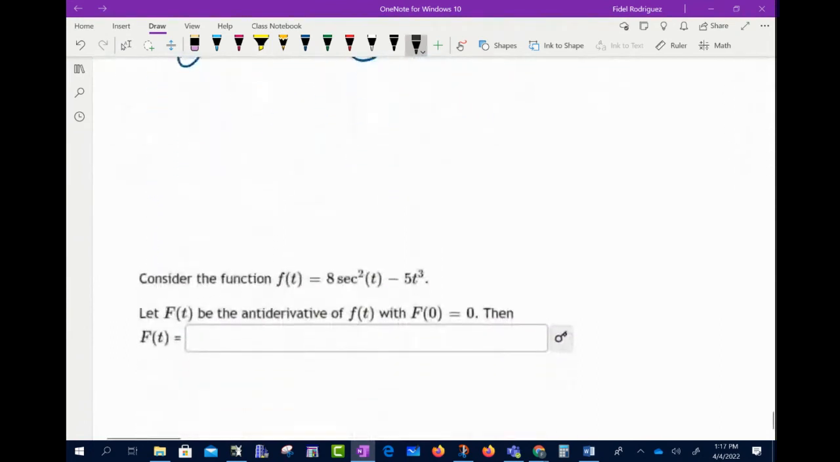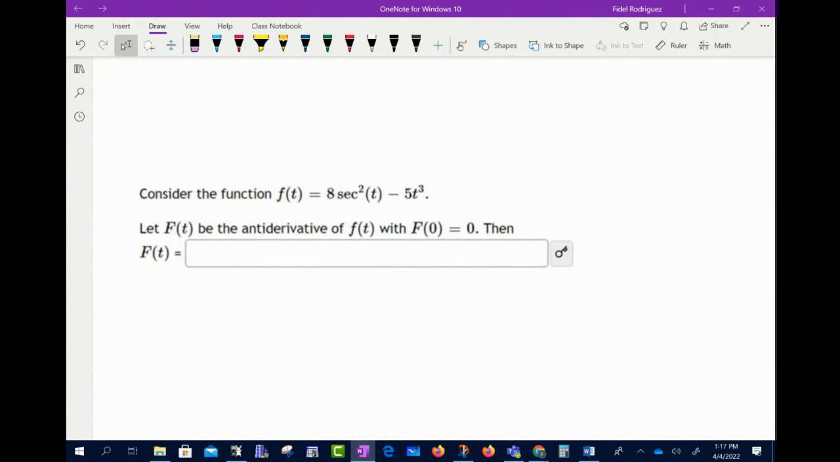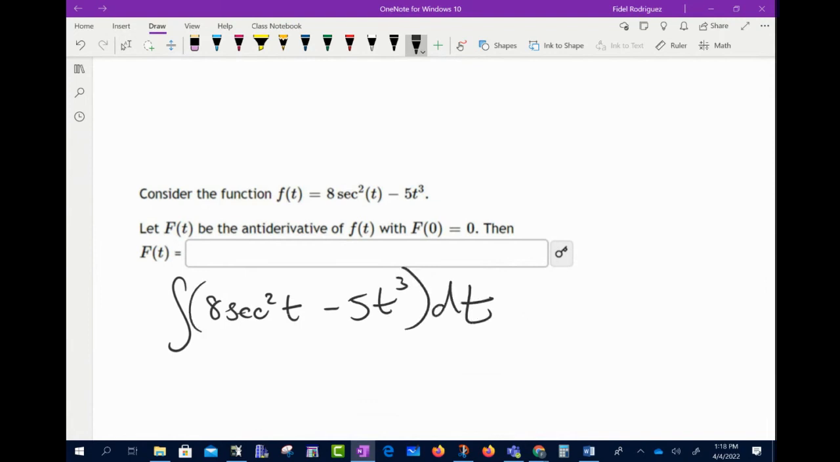Okay. Let's see. I think we got another one here. Yes. Okay, so we're going to go really slowly. It says, consider the function f of t equals 8 secant squared t plus 5t to the third. Let capital F of t be the antiderivative of f of t with F of 0 equals 0. Then can we find capital F of t? Yeah, we can. So we're going to integrate again, y'all. 8 secant squared t minus 5t to the third dt.